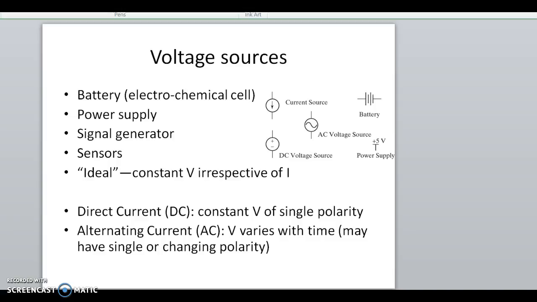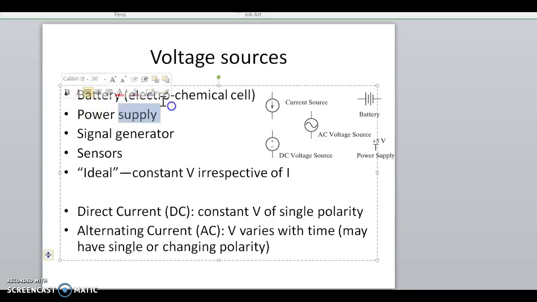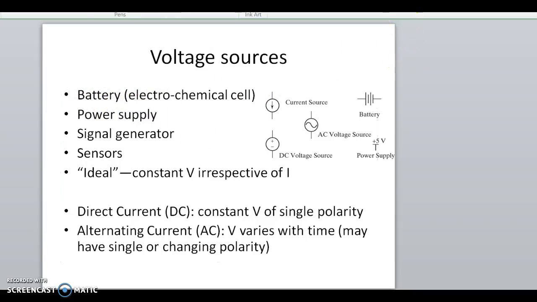We have a number of sources for voltage. First, we can use a battery, which is an electrochemical cell. This is the most common one we will be using, but we can also use power supplies. There are signal generators, they're kind of like power supplies, but they can be put in racks like your oscilloscopes. Sensors can also create voltage.